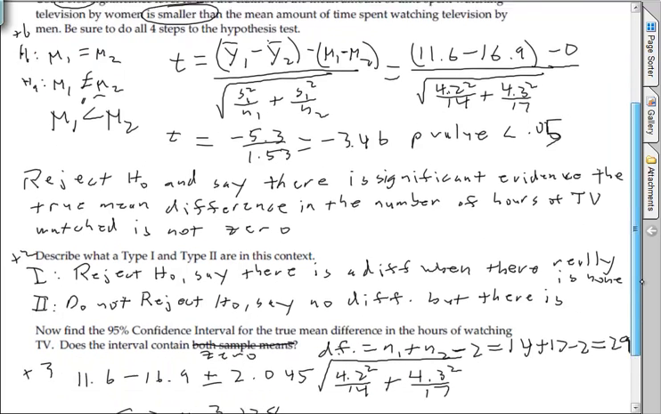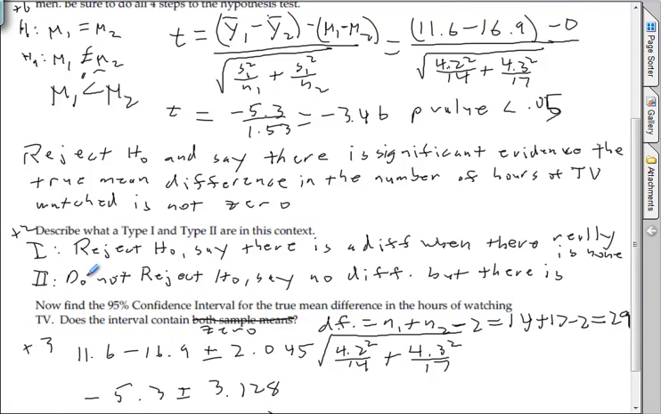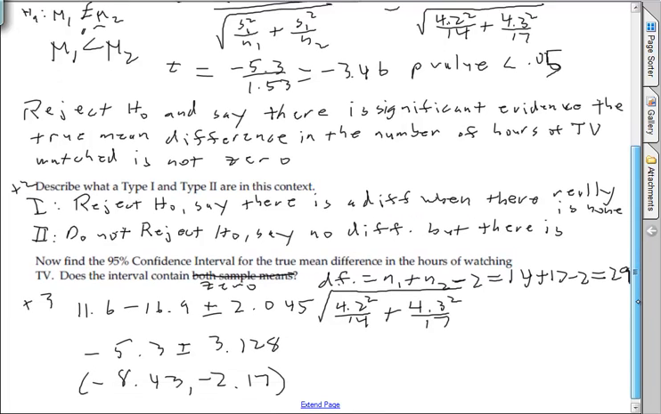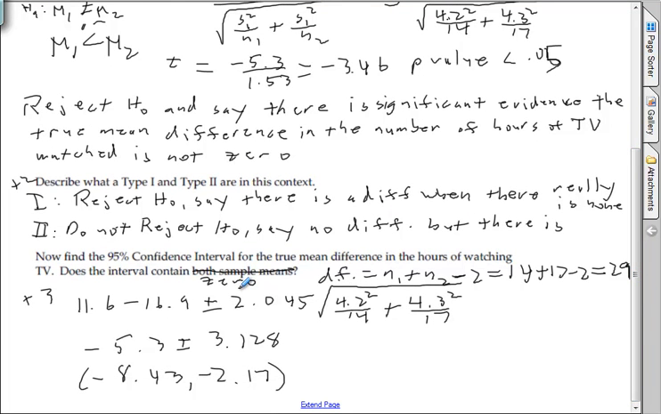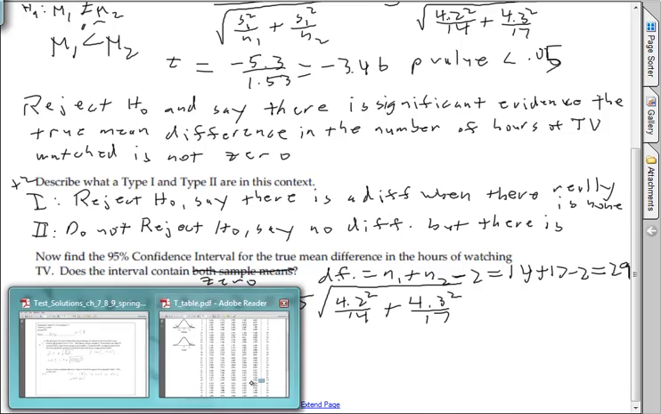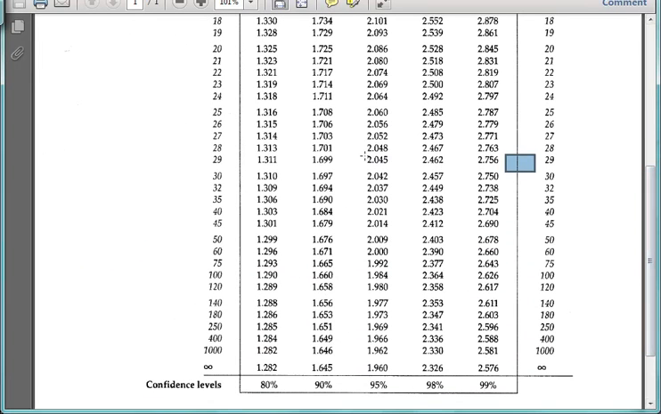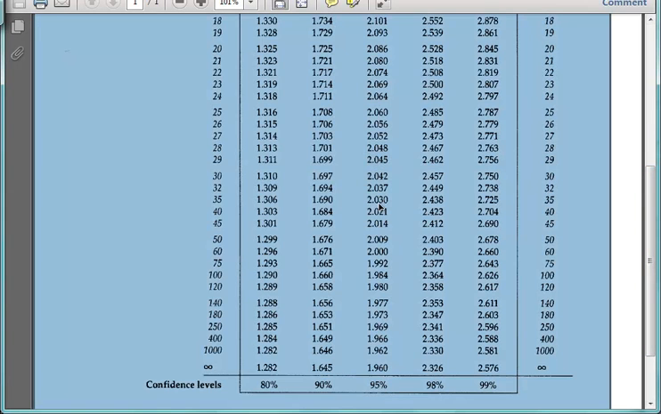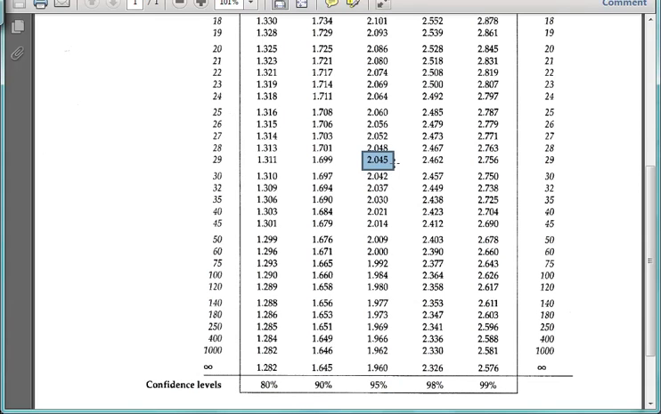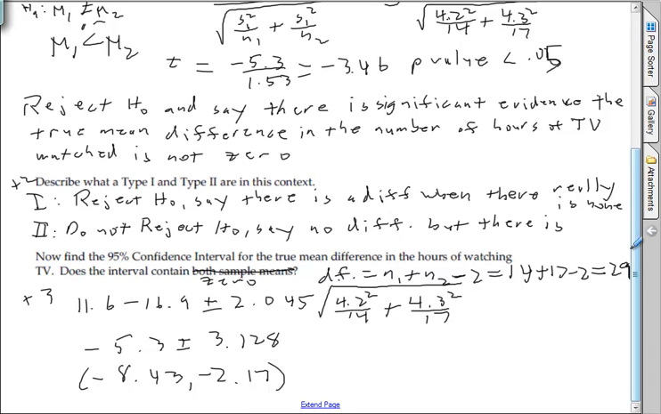And then the type 1 and type 2 is 2 points. Reject, and say there is a difference when there really is not. Do not reject, and say there's no difference, but there really is. And then there's the 95% confidence interval. The key part here is this 2.045. Where does that come from? Again, our t table. And what level is it? Right here, isn't it? 95%. Oops, sorry. There you go. 2.045. Cool?